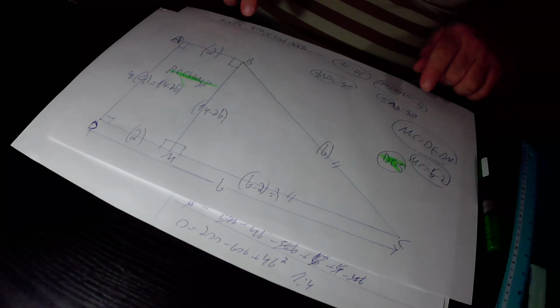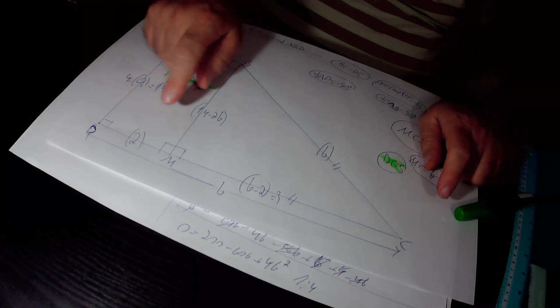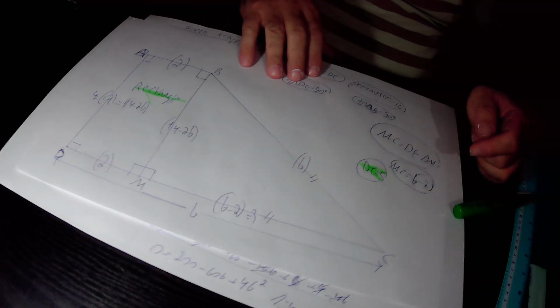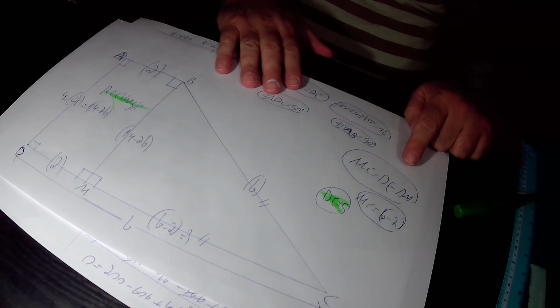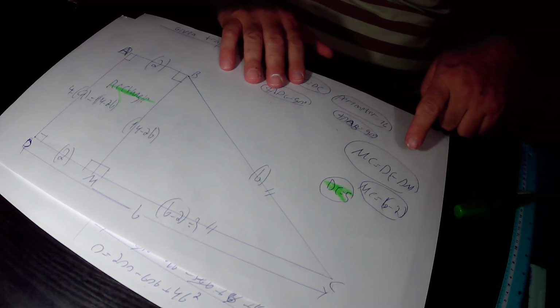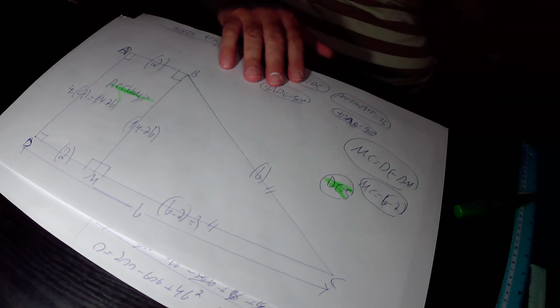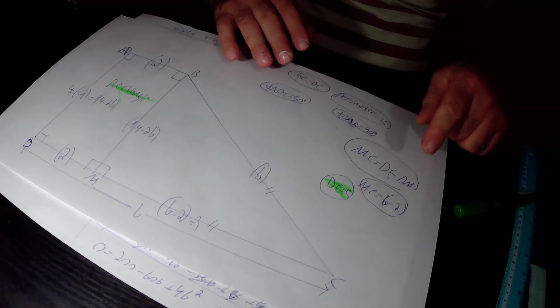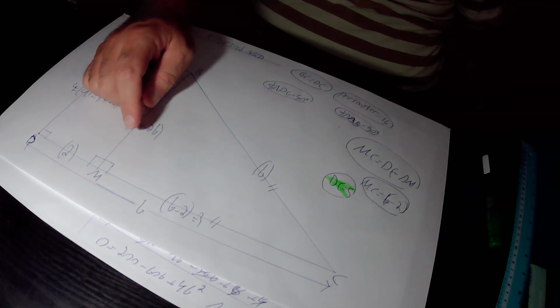So here we have the question: what is the length of this missing line segment MC? MC equals DC minus DM. So MC equals DC, that is B according to the definition, minus DM. DM is 2. So in total, this line segment MC equals B minus 2 in its length.